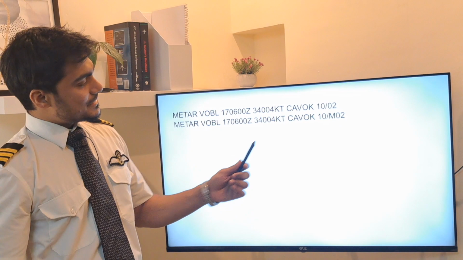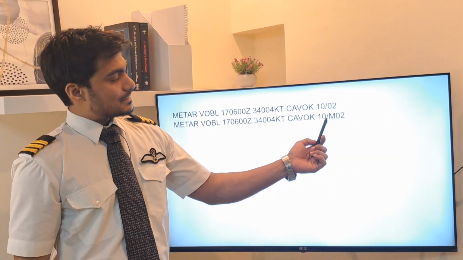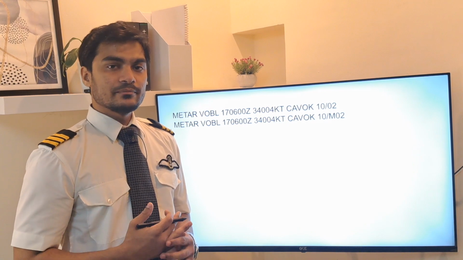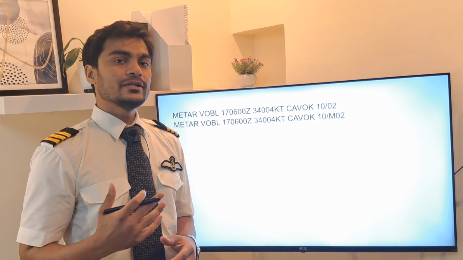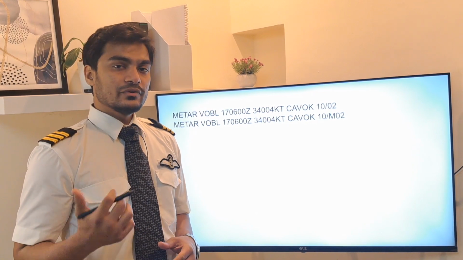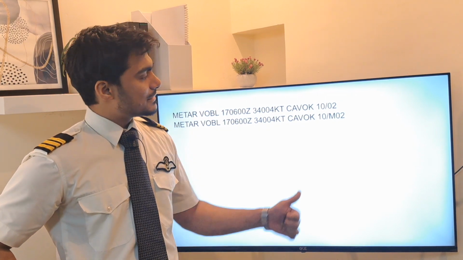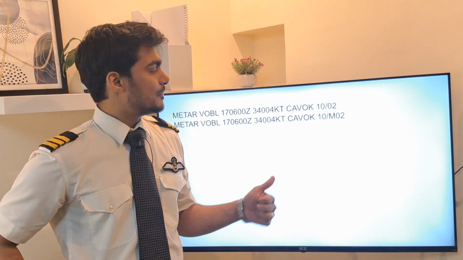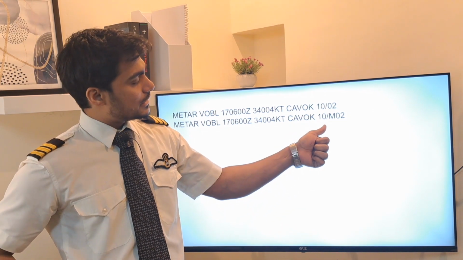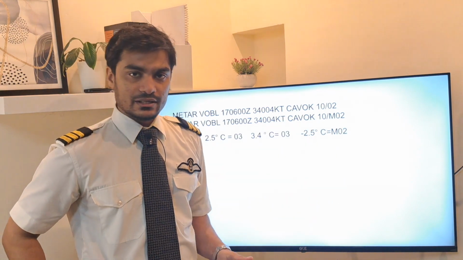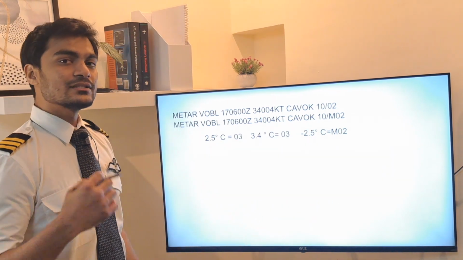Then the one that we are seeing over here is 10/M02. Now, if anytime the temperature is negative, like -1, -2, -3, in weather reports it is not given as a negative sign, it is always written as M. M signifies minus. So this stands for 10 degrees outside air temperature. Dew point is -02 degrees Celsius. Now let's look at how temperatures are rounded off.